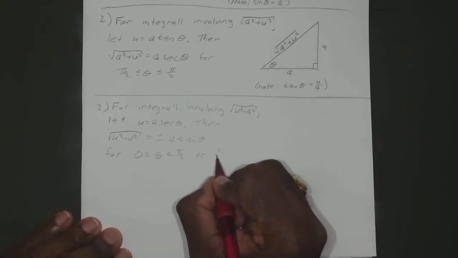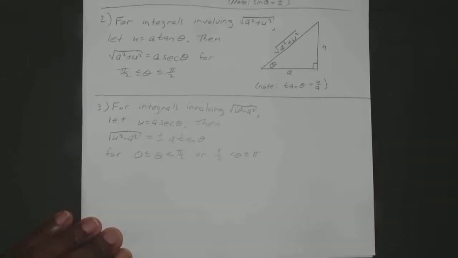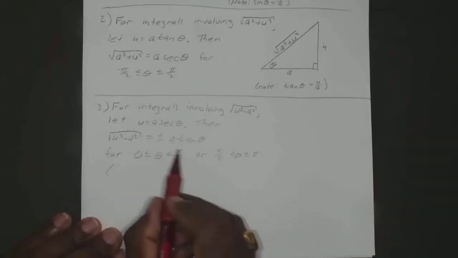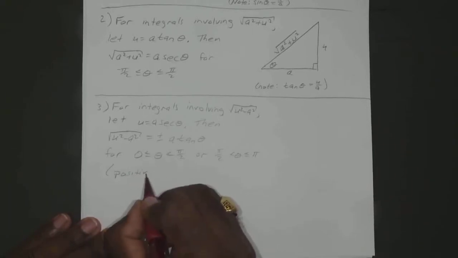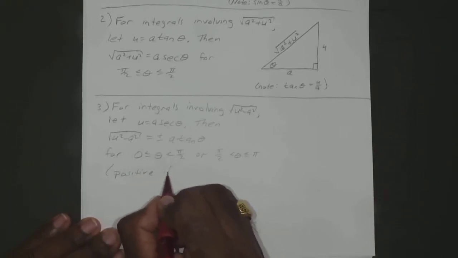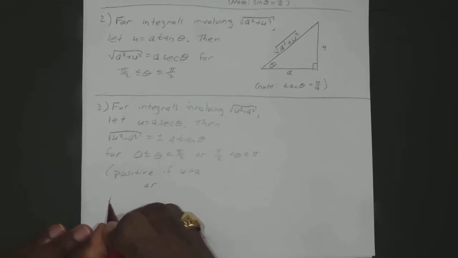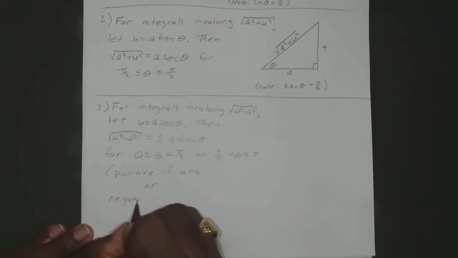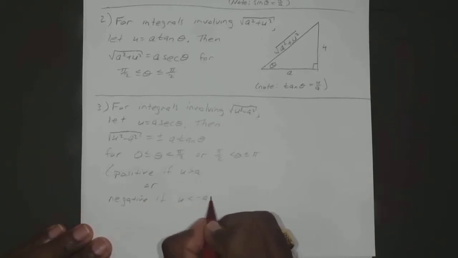So it's just less than pi over 2, or from pi over 2 to pi. You're going to use a positive tangent, a tangent theta, if u is greater than a, or you're going to use the negative if u is less than negative a.